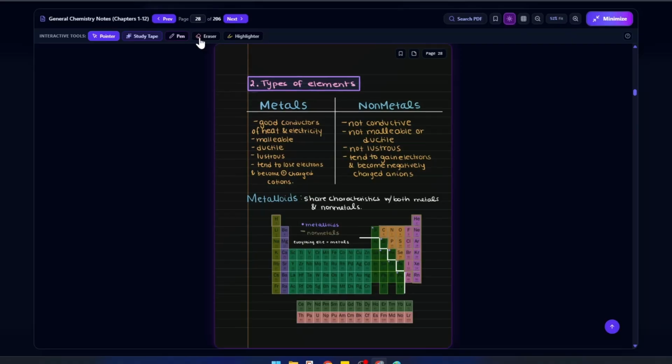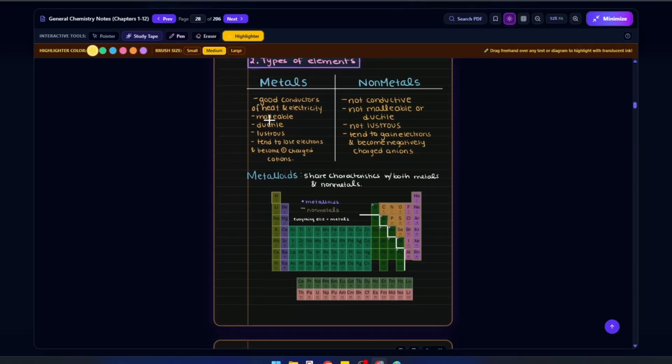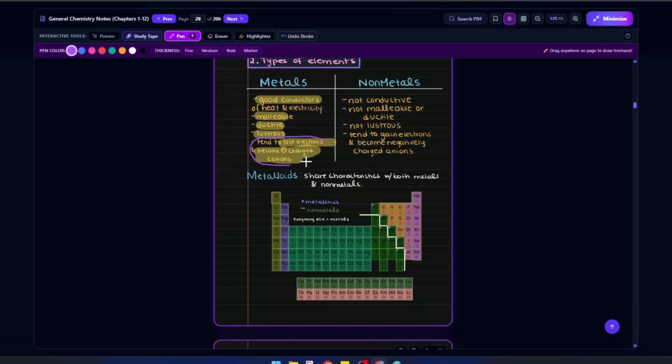Now another thing is that we need to know the properties. This is Professor Iman's notes that she's been kind enough to give for free to others online. So we're going to be going over some of her notes on metals, nonmetals, and metalloids. Good conductors are metals. They're malleable, ductile, lustrous, and they tend to lose electrons and become positively charged cations. These two go hand in hand: if you lose an electron, you're becoming more positive, and if you are positive, you are known as a cation, a positively charged ion. Just as an additional fact, if you're negatively charged, you're actually an anion, but this is not relevant right now.